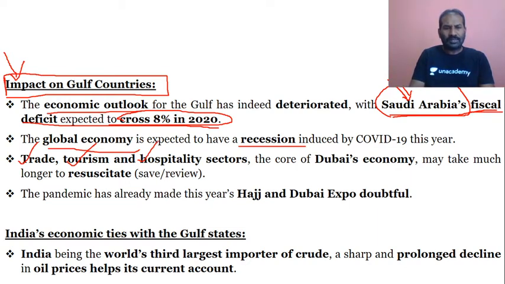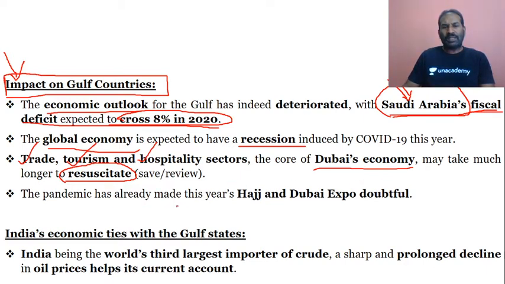Because of the impact on these sectors from the excess of oil production, the Gulf economy, Saudi Arabia's and Dubai's economy, is also reeling under pressure, and it will take a longer time to save or revive the economy of the Gulf countries itself.